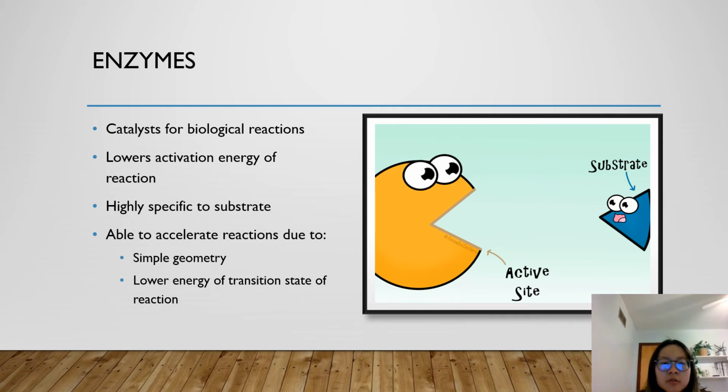And enzymes are able to accelerate reactions so quickly due to factors such as simple geometry, because the enzyme will adjust its shape to hold the substrate or other catalytic sites. And it will form the exact geometry needed for the reaction. And also another factor is that enzymes will stabilize and lower the energy of the transition state of the reaction, which would cause the reaction to accelerate.